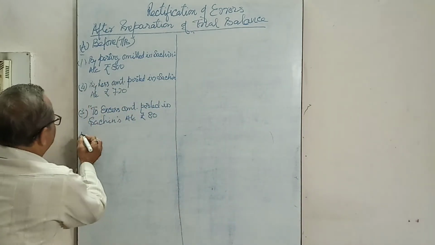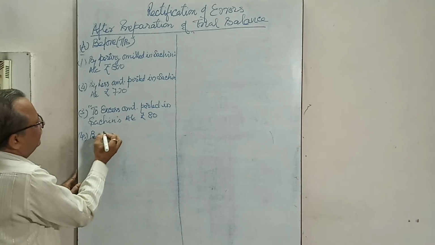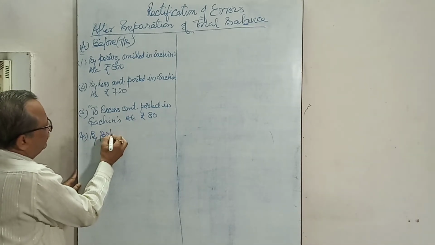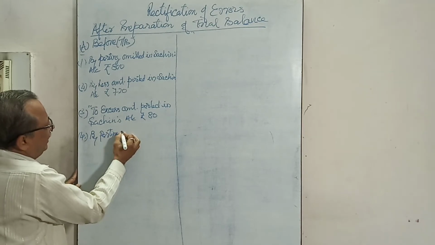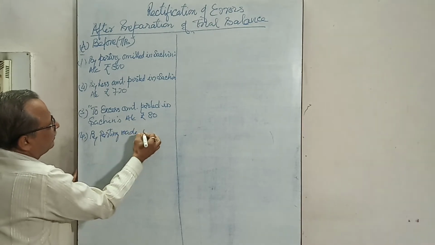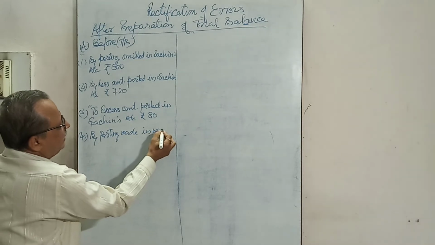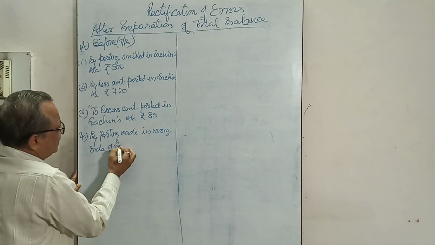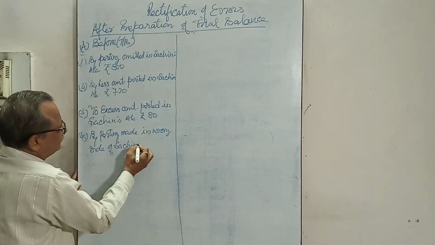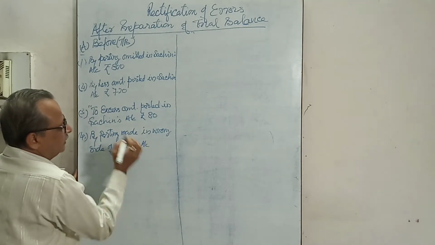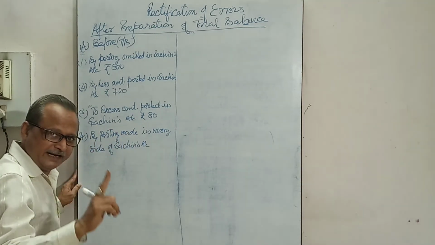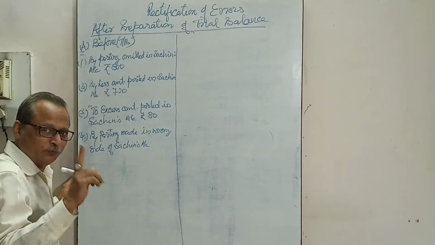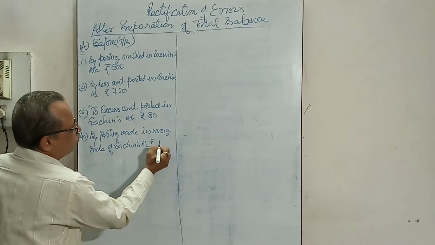Now see, by posting made in wrong side of Sachin's account, that is how much, 800 credited should be credited, but it was debited by 800, so both should be added, that is 1600.